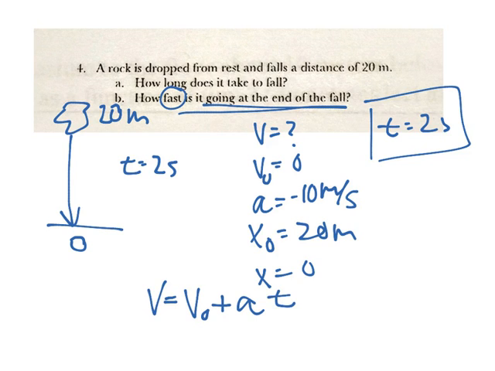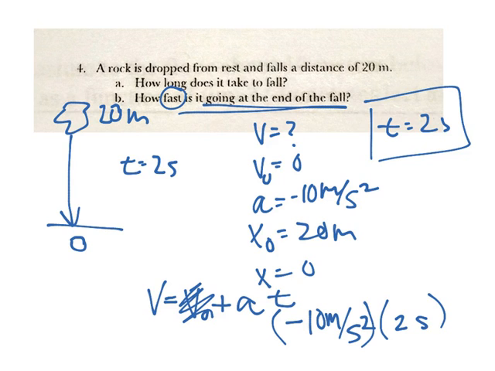Acceleration times time plus the initial velocity. We know initial velocity is 0, which makes our problem very simple. Acceleration is negative 10 meters per second squared, times 2 seconds. You get to cross out 1 second, just one, so that's seconds left. That gives you negative 10 times 2, so your velocity equals negative 20 meters per second.